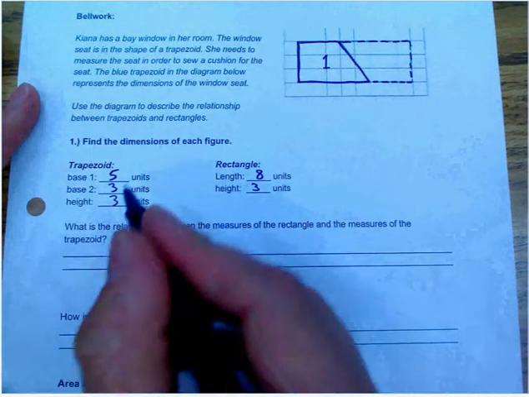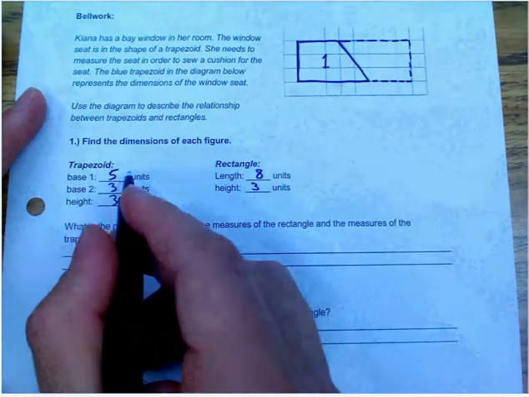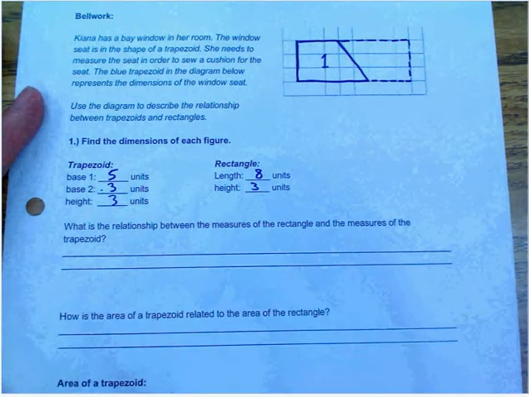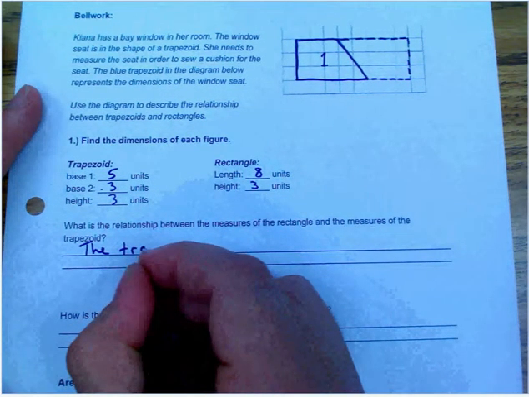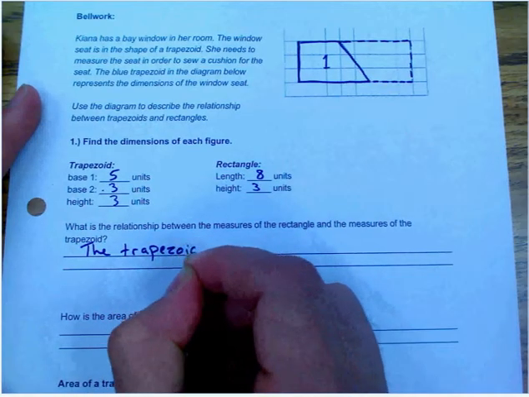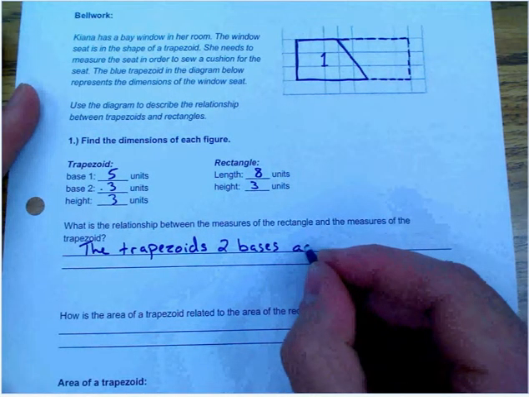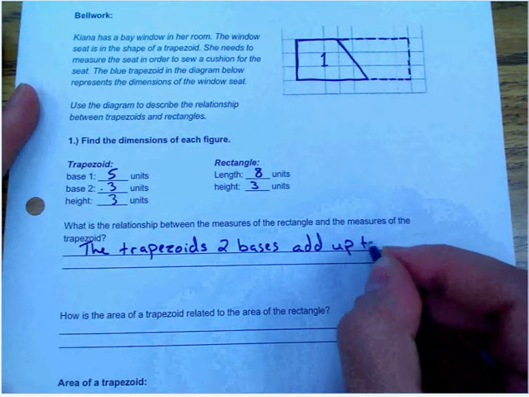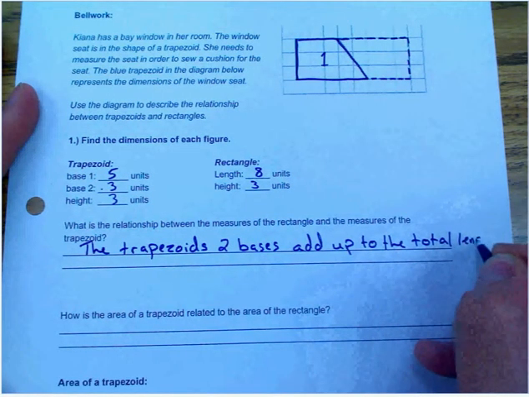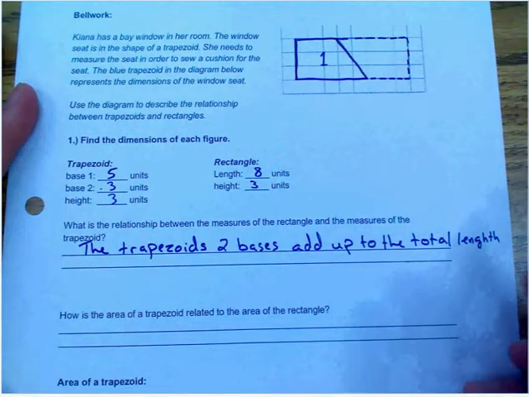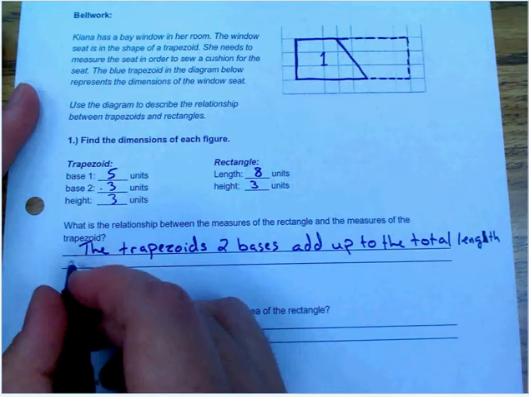Okay. The relationship between the measures of the rectangle and the measures of the trapezoid: the trapezoid's two bases add up to the total length of the rectangle. And with that, our height is also the same.